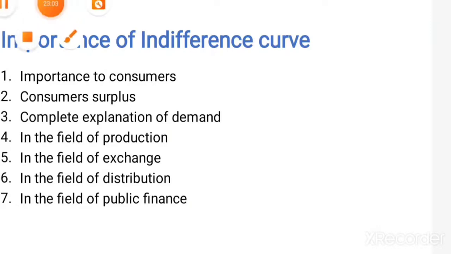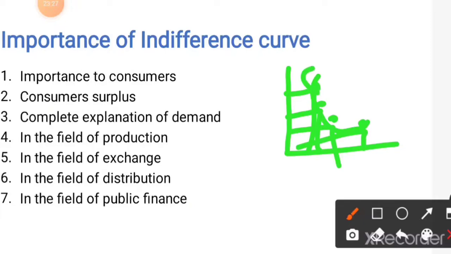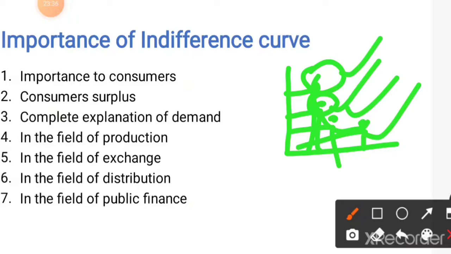So how will this indifference curve help him? Suppose after plotting a graph, he gets some points like A, B, C, D. All these points have combinations of goods that give the same kind of satisfaction. The consumer will see this graph and realize that from A he gets this kind of satisfaction, from B he also gets this kind of satisfaction, so he has to pay the same amount for everything. That's how consumer surplus will be affected by this indifference curve analysis. So the next one is complete explanation of demand.